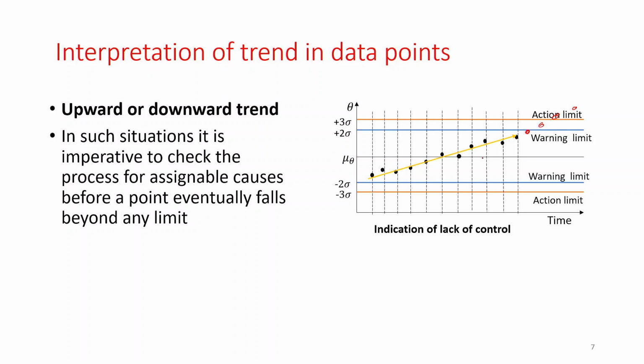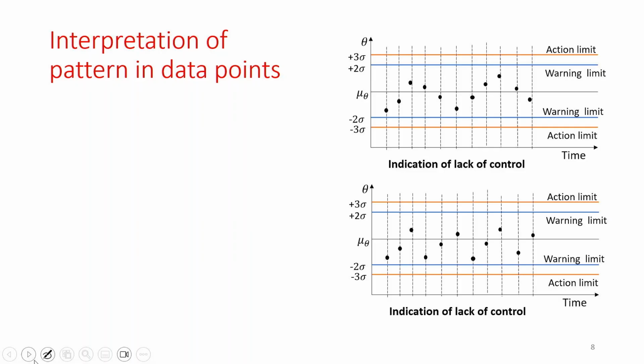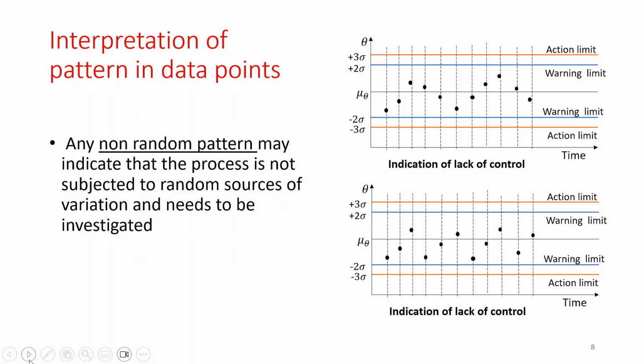So any upward trend, or it could be a trend like this side also, is possible. Both ways it indicates that the process is likely to go beyond control limits. So we need to take corrective actions. That is what is required. There is also a chance of something like this. You see here, there is some pattern in the data points. If I draw them by some line, we'll see the exact pattern.